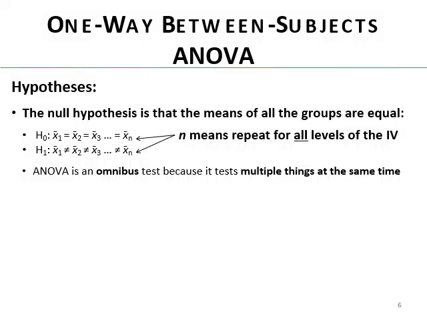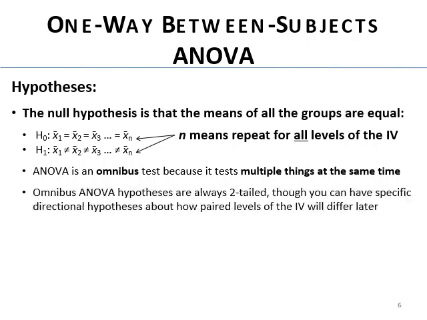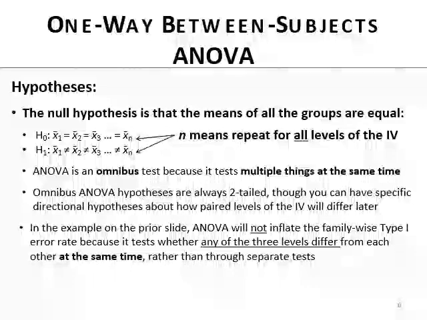So the implication here, and this is how it saves you from type 1 error inflation, is that what it tests is many things at one time. We call that an omnibus test. Specifically, it's always a two-tailed test. You can have directional hypotheses about how individual means will differ from each other, but this initial test that ANOVA does, this omnibus test, compares all the levels to all the other levels at one time. So in this example, the ANOVA will not inflate your type 1 error rate, because it tests whether any of the 3 levels differ from each other at one time rather than doing separate tests.